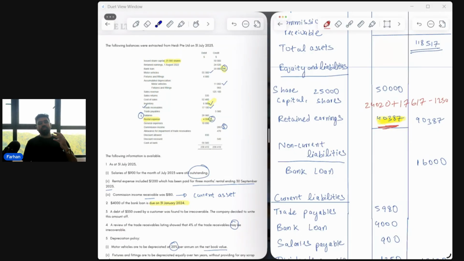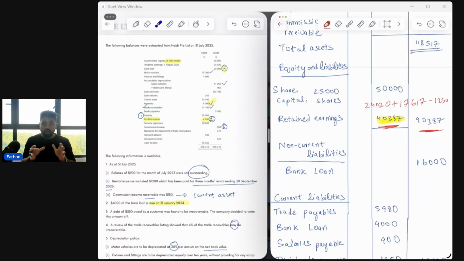What do we understand by retained earnings? Retained earnings refers to profits that are available for reinvestment as we move to the next financial year. So when you report the retained earnings within your equity, you are reporting it with the share capital to show the investors, look, this is the total amount that we can invest in our business operations moving to the next financial year, okay? So 40,387 in retained earnings added to the share capital of 50K gives us a total of 90,387, right? And that is the total equity.